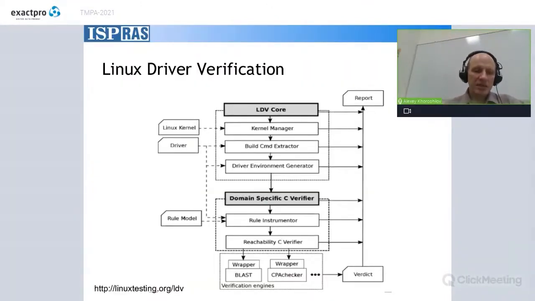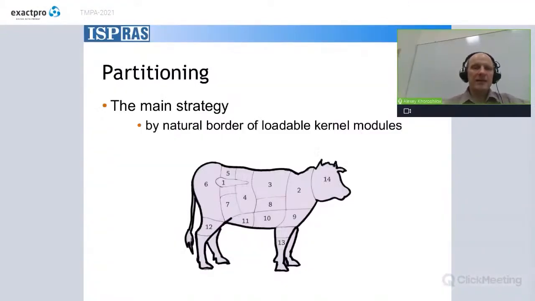And in addition, to be able to apply the software model checking engine, that is CPAchecker, we have to build a lot of tooling that helps us to extract modules of the Linux kernel, loadable modules, build a model of the environment for those modules, and only for such relatively small pieces, up to 10,000 lines of code, try to apply software model checking to find typical bugs in the Linux drivers. As I mentioned, we partition the very big Linux kernel into elements along the border of a natural concept for the Linux kernel, that is loadable kernel modules.